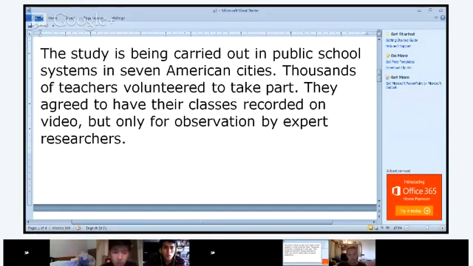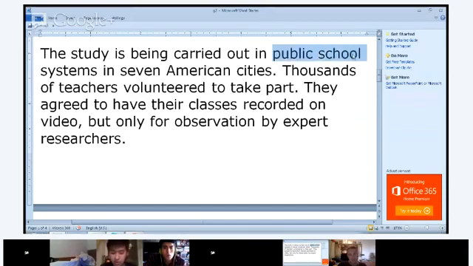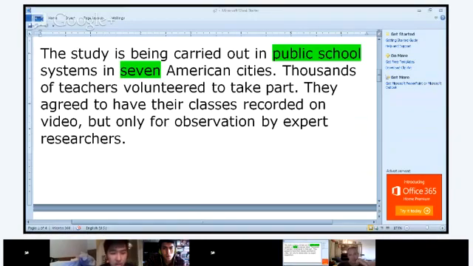Okay, so what's the information here in this piece of text? Well, I think this study is being carried out in the schools, which are situated... What kind of schools? Public. Okay, so it's public schools, which are situated in 7 American cities. Great. All right. What does volunteered mean? Okay, to volunteer in this context means to offer, to say yes, to participate. And so the teachers said, yes, I will participate in this project.